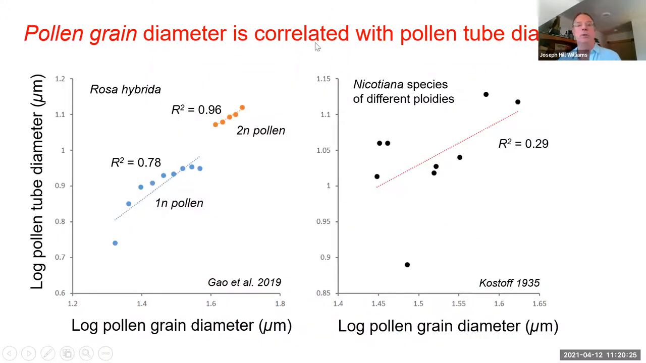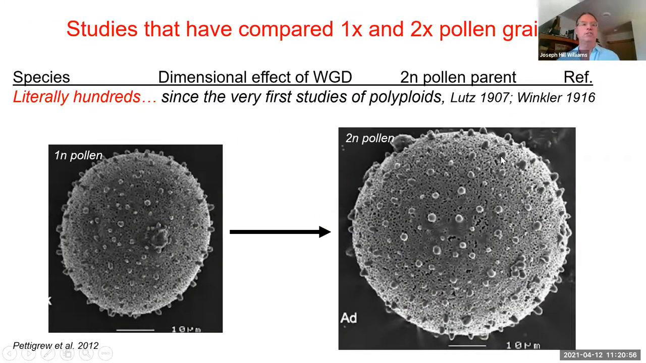But it turns out that pollen tube diameter is correlated with pollen grain diameter pretty closely, at least in some species. And in the Gao work that I just talked about, their one-end pollen had a pretty good correlation with pollen tube diameter, and so did their two-end pollen. And if you look back at some old studies, you can see even among species, you get this positive correlation between pollen grain size and pollen tube size. So why not look at pollen grains? There are literally hundreds of studies of pollen grain sizes.